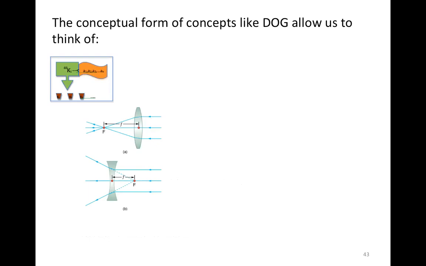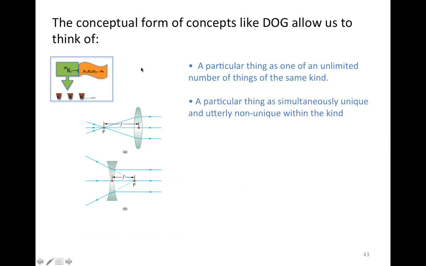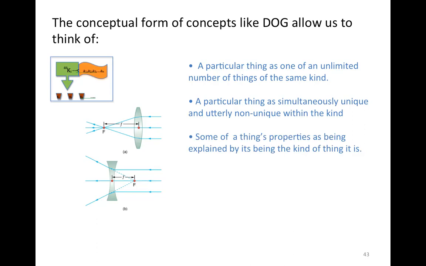So the conceptual form of concepts like dogs is what we sketched out in this diagram, and it allows us to think of a particular thing as one of an unlimited number of things of the same kind, because the kind is represented via a generative mechanism. It allows us to think of a particular thing as simultaneously unique and utterly non-unique within the kind. That's via the type index and the uniqueness in kind constraint. It allows us to think of some of a thing's properties as being explained by its being the kind of thing it is, because there's a principal connection between the kind and the properties that characterize and distinguish it.